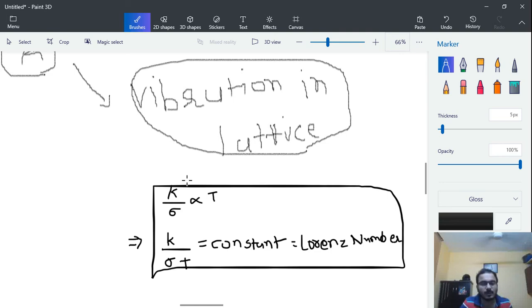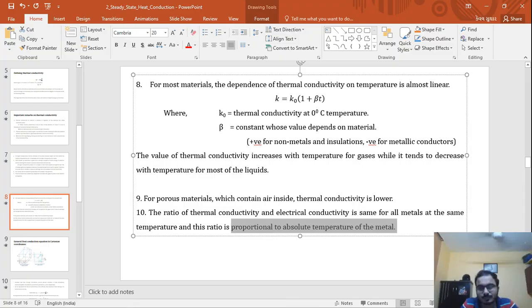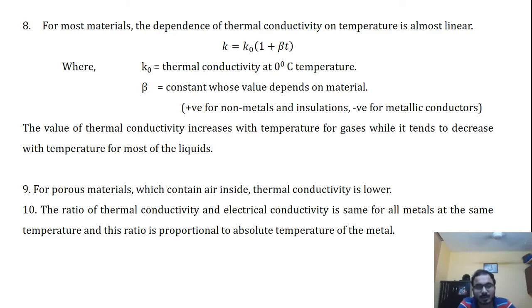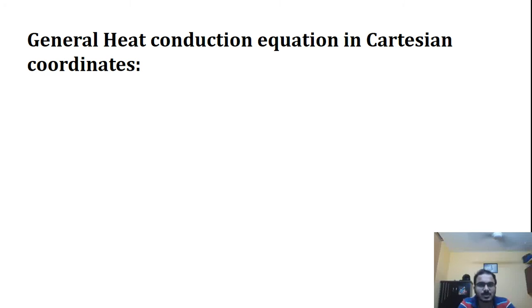That is, the ratio of thermal conductivity to electrical conductivity at the same temperature is proportional to the temperature, and this ratio K upon sigma T is known as Lorentz number, and it will be a constant value. So these were all important 10 points or essential features of thermal conductivity. Now the important theory is going to begin, which is general heat conduction equation in Cartesian coordinates.